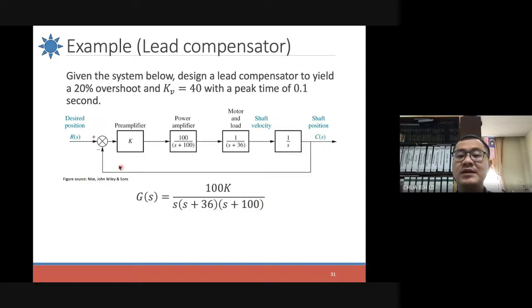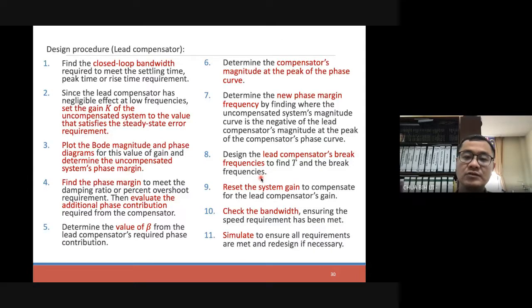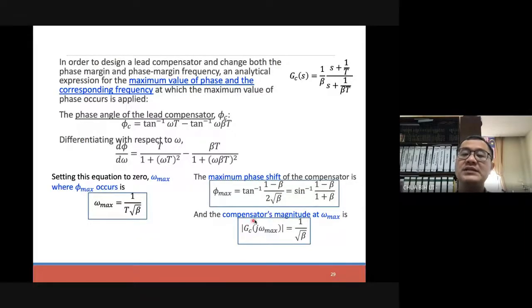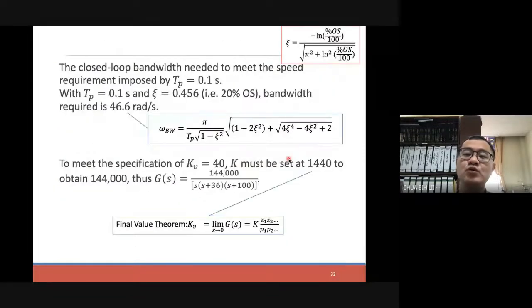Okay, same system, right? As you can see, it is very similar to your assignment as well. You are dealing with motors. So what you can do is you have to know the design requirement. It can be 20% overshoot, with a desirable steady state error kV equal to 40. It also requires a peak time of 0.1. Those things may somehow be related, and we have to find a way to relate them.